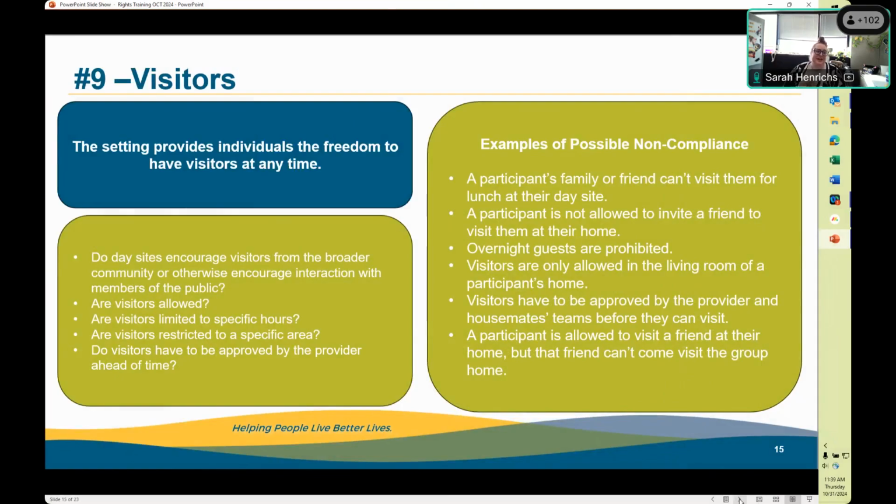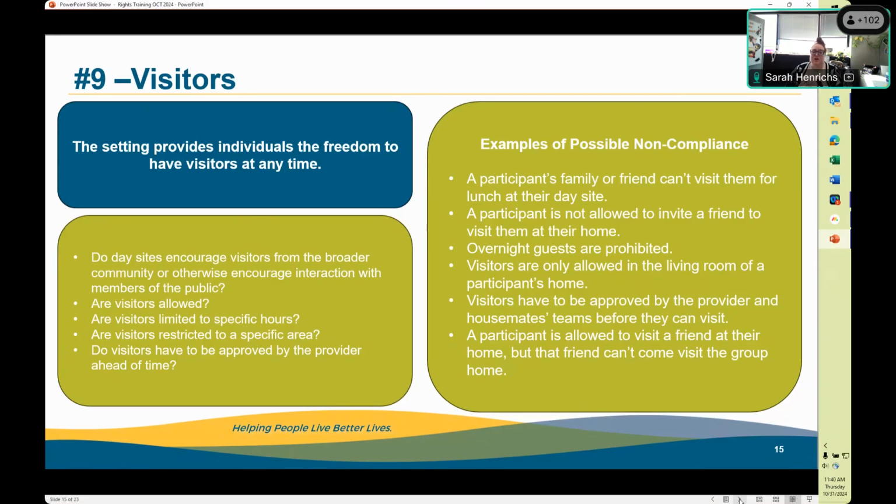So visitors, the setting provides individuals the freedom to have visitors at any time. So do day sites encourage visitors from the broader community and otherwise encourage interaction with members of the public? Are visitors allowed? Are visitors limited to specific hours? Are they limited to being with the participant in specific areas? Do visitors have to be approved ahead of time? Those are some exploratory questions to ask.